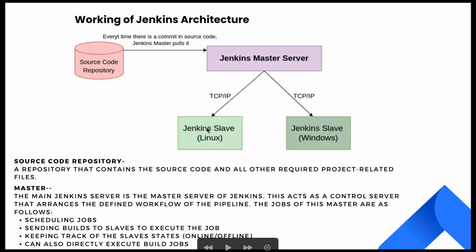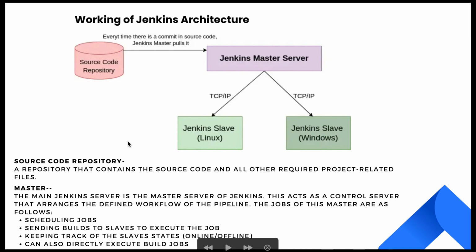Going to the master part again, the main Jenkins server is the master server, which acts like a control server that defines and arranges the workflow of the pipeline, like how it should be built, and it controls the whole Jenkins. So the jobs of this master are the following. From the slide, the first is scheduling jobs. It helps you schedule the jobs and manually build the jobs. And it is responsible for keeping the Jenkins UI up and running.